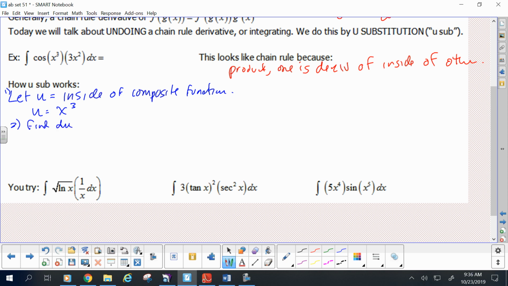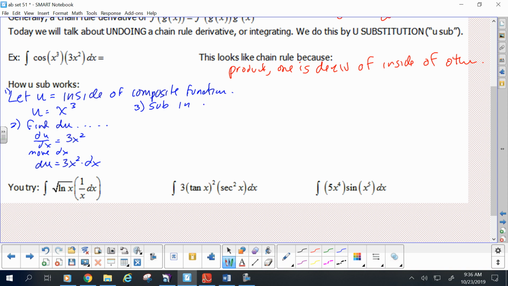Now you find the du. Here's what I mean. If u is x cubed, I could take the derivative, du/dx, and it is 3x squared. I could move the dx and say that du is 3x squared dx. Now I showed that in 2 steps, but you'll do that in one. I just wanted you to see that it's the derivative and then separating the differentials. No big deal. You follow?